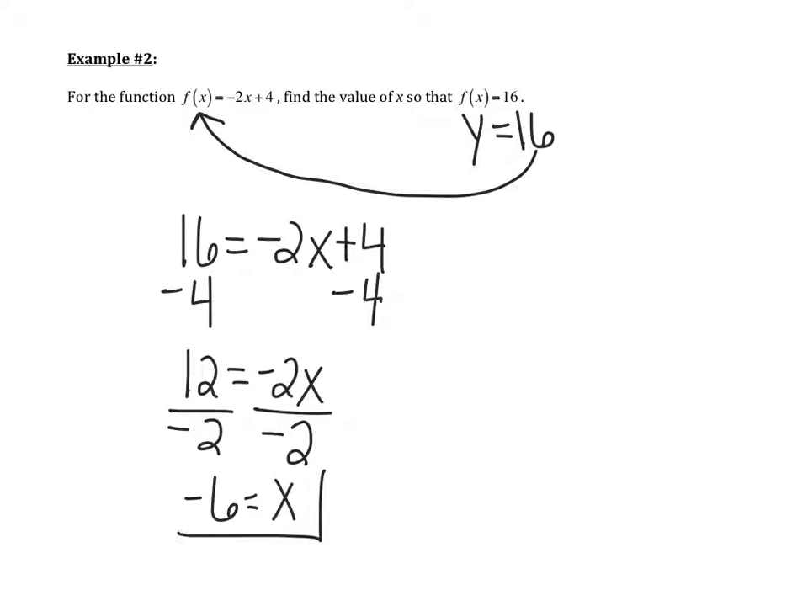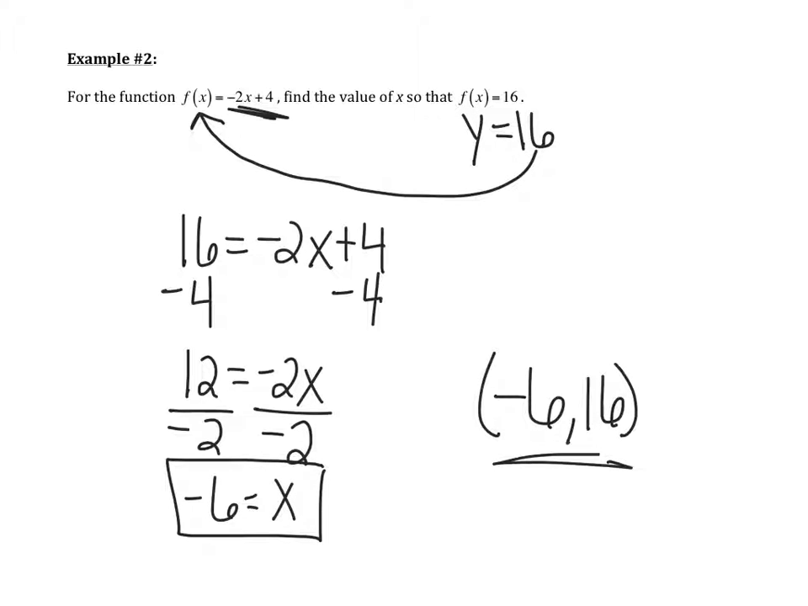So the x value is negative 6 when f of x is equal to 16, or when y is equal to 16. So here again, not that this problem's asking you to clarify this, our ordered pair would be negative 6 comma 16. So that means if I were to graph this equation, y equals negative 2x plus 4, the line would pass through the point negative 6, 16.